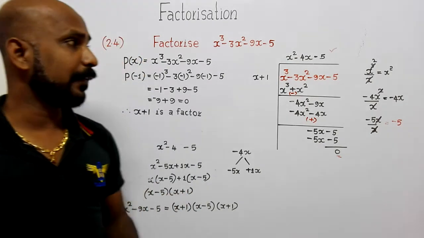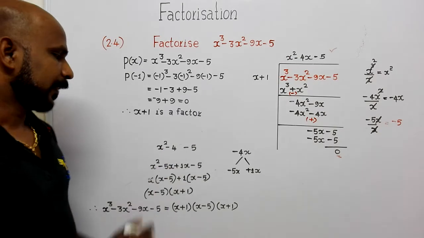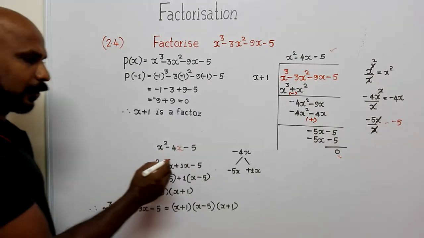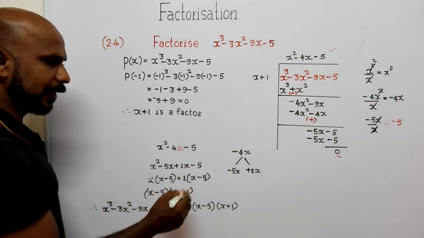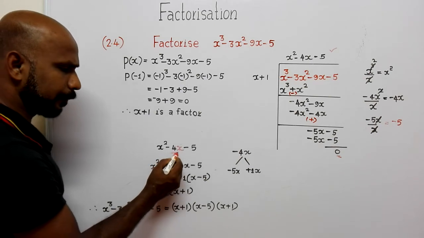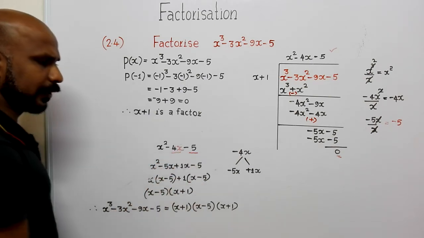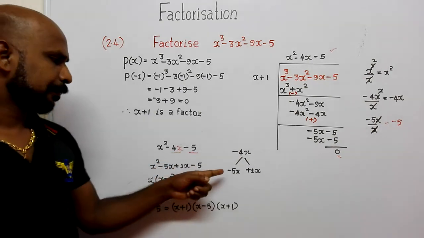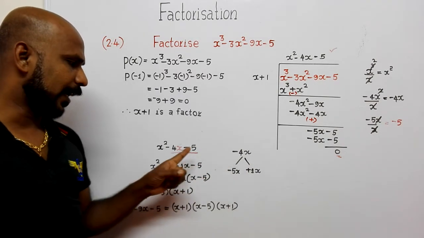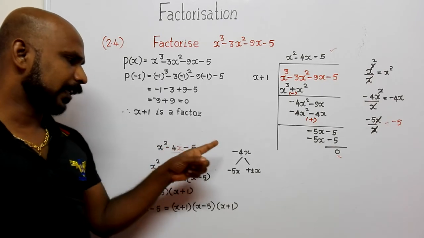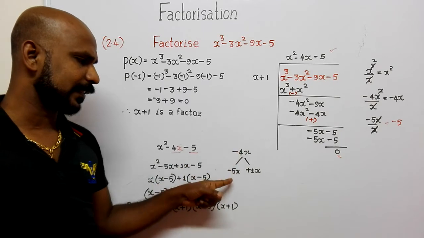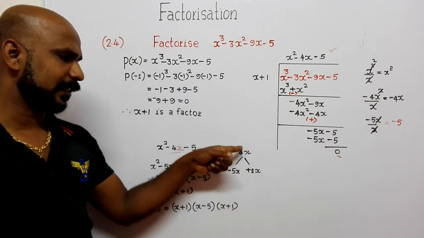Okay. Now what are we going to do? We are going to split that: x square minus 4x minus 5. You know that one: take the middle term, minus 4x. If you add, you have to get minus 4. If you multiply, you have to get minus 5. The numbers are minus 5 and plus 1. If you add, you get minus 4; if you multiply, you get minus 5. So we split it as minus 5x plus 1x, that is minus 4x.